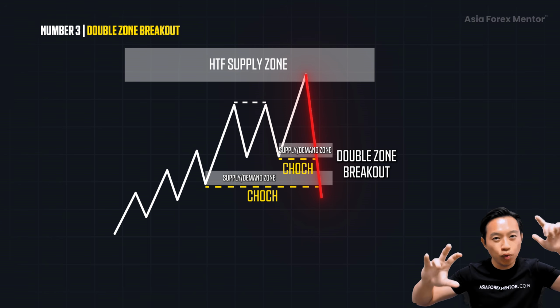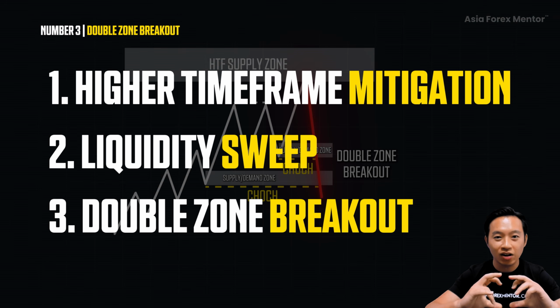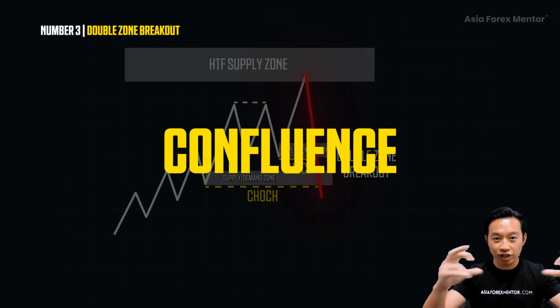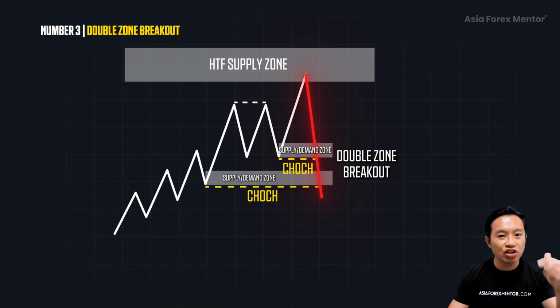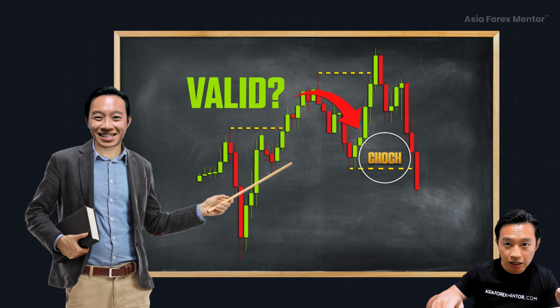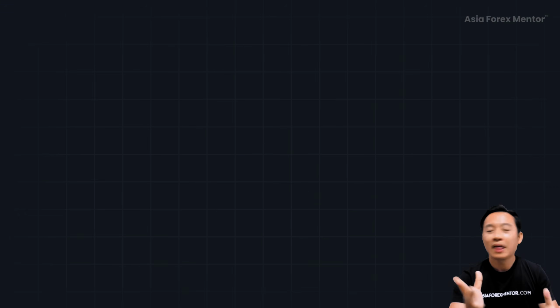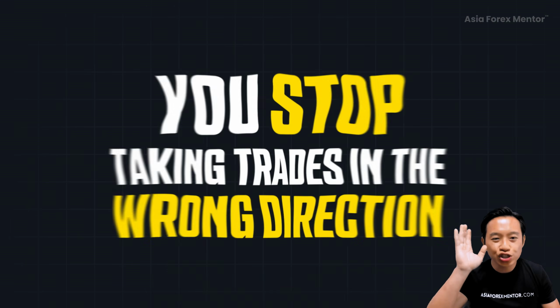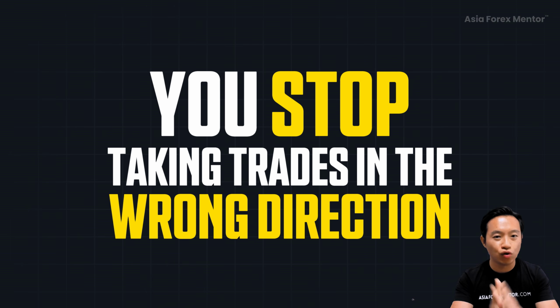Okay, so now, when you put these 3 keys together as a confluence, once you have learned how to identify them, right, you can start putting them together. And then it will drastically increase the confirmation of this change of character even more. So now that you are able to identify a real change of character, right, with my change of character cheat code, this method alone will increase your win rate by a whole lot. Because why? You stop taking trades in the wrong direction.